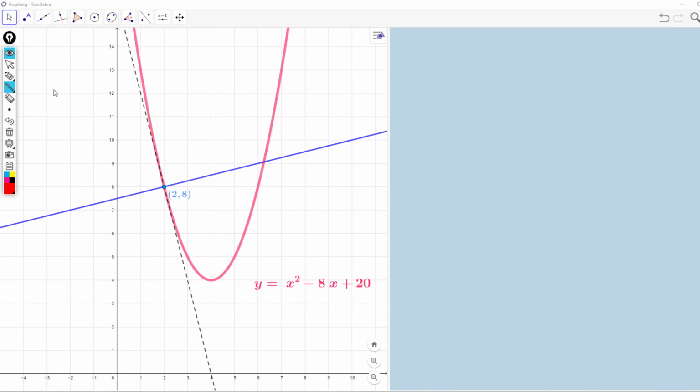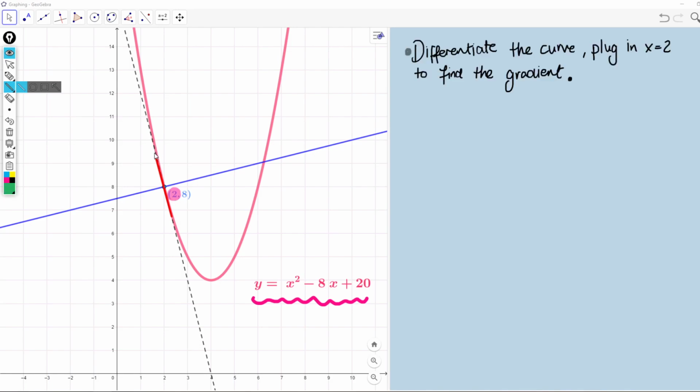So let's talk about some of the steps that we're going to need to follow to find this equation. Now, the normal line is this blue one here. We first of all need to work out the gradient of the curve at this point. So we're working out the gradient at 2,8 of the curve. To do that, we're going to need to differentiate the curve. And the equation of the curve is just down here. So we're going to differentiate that. And once we've done that, we are going to substitute in the x coordinate here, which in this case is 2. So we're going to work out the gradient of the curve at x is 2.